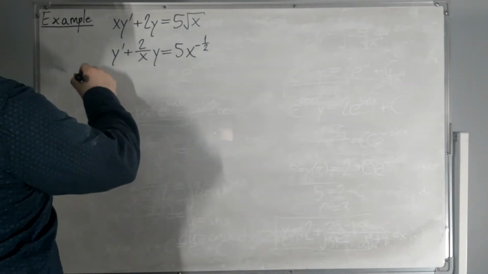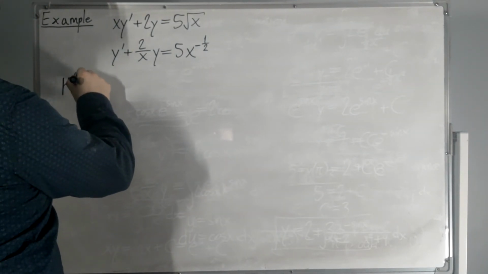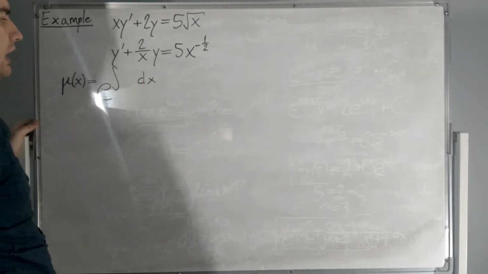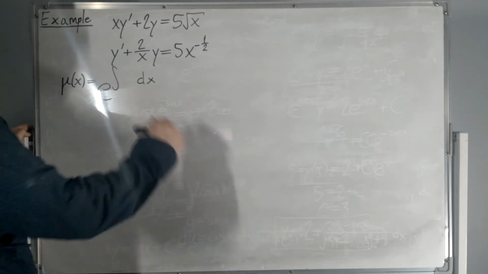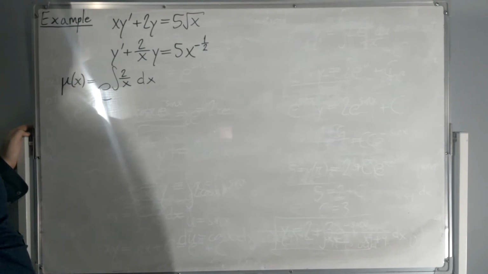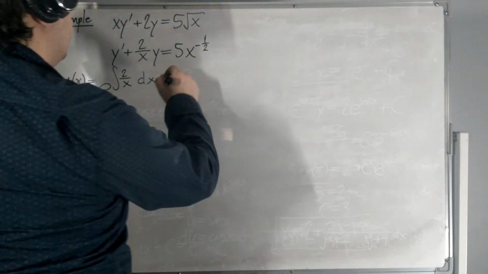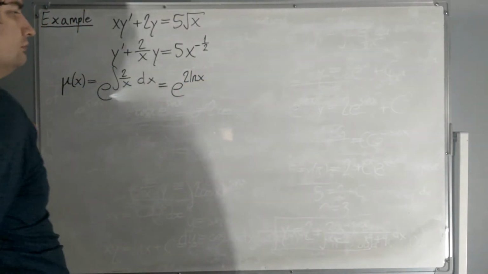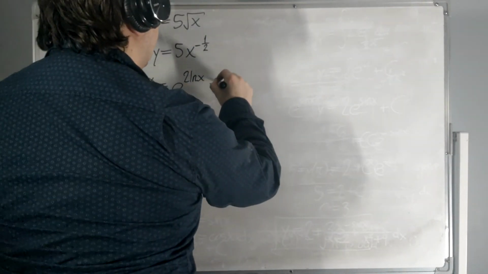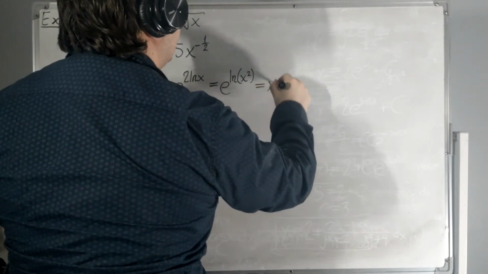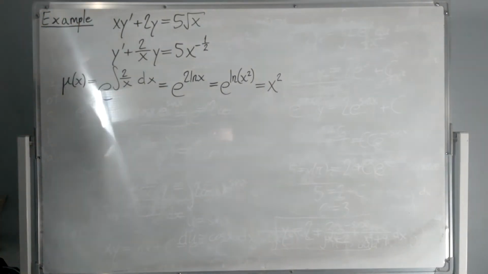So we can define the integrating factor from here. Mu of x is e raised to an antiderivative of the coefficient of y. The coefficient of y here is 2 over x. A perfectly valid antiderivative of 2 over x would be 2 ln x. So we have e to the 2 ln x. That can be rewritten as e to the ln of x squared. And so we're looking at x squared as our integrating factor.